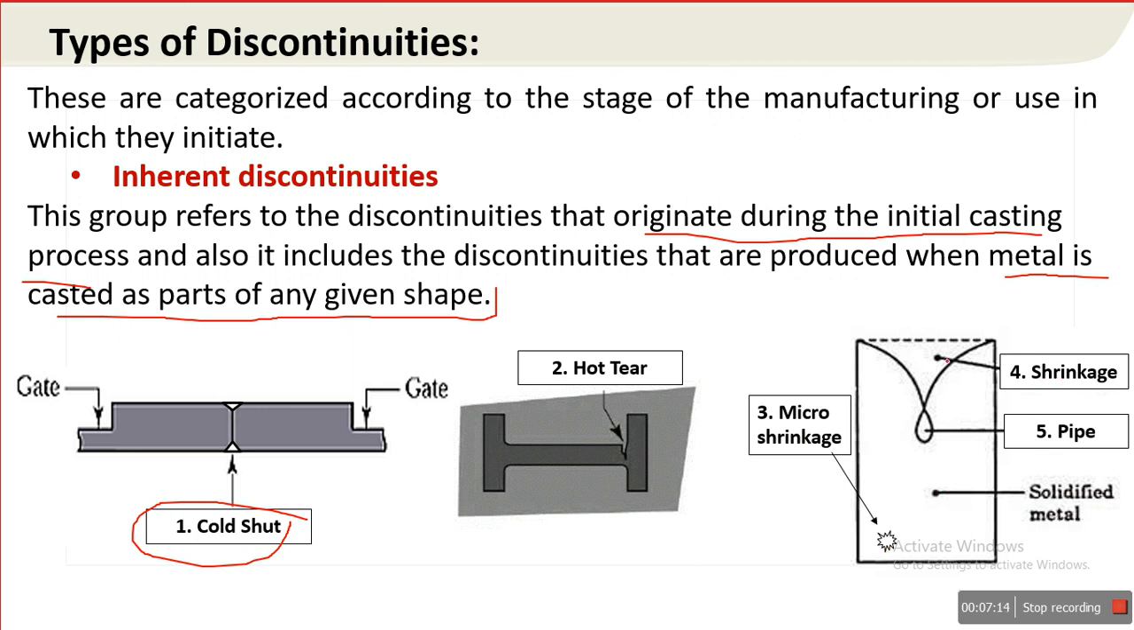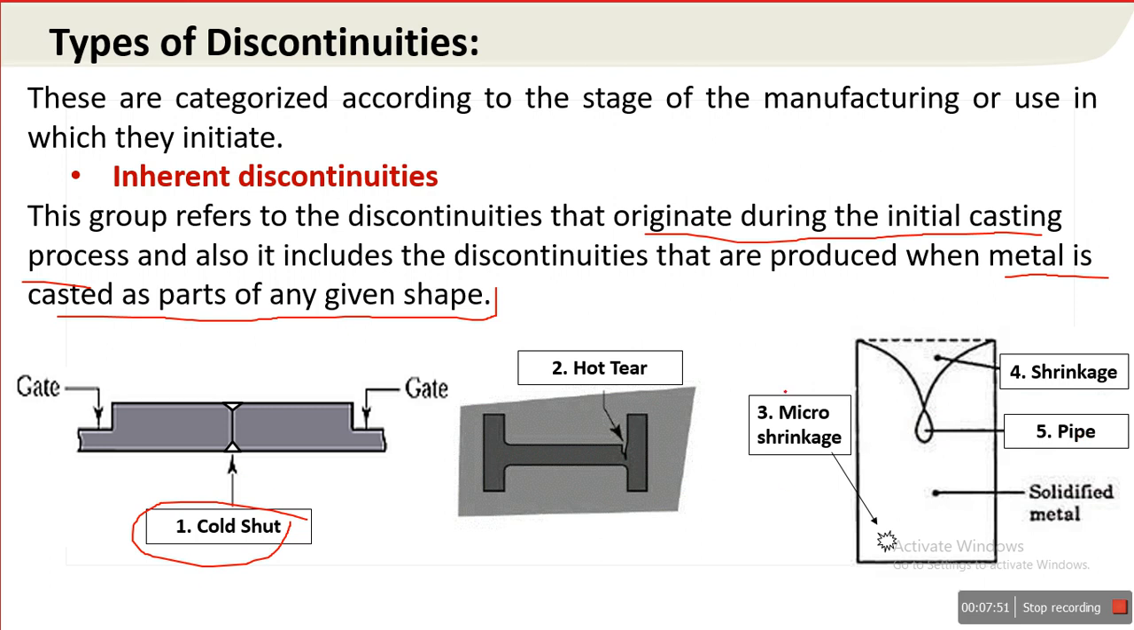Fourth, it is a major shrinkage. This is micro shrinkage, this is major shrinkage, or we can say it is a type of shrinkage which appears on this top surface. Then next, that is pipe defect. It originates during the solidification of this ingot. It is somewhat similar to the cold shut, but as it is deep inside the ingot, it is called a pipe defect.